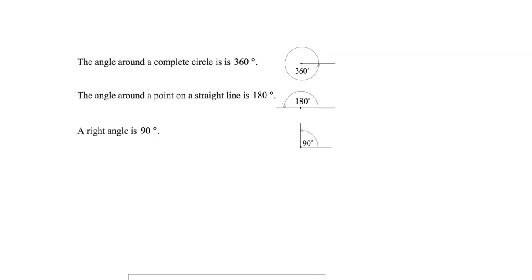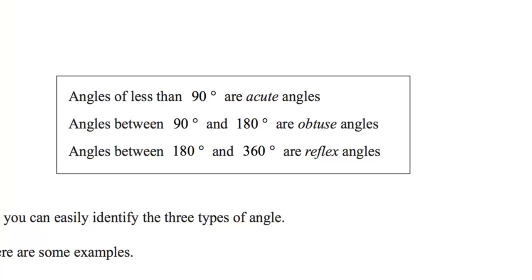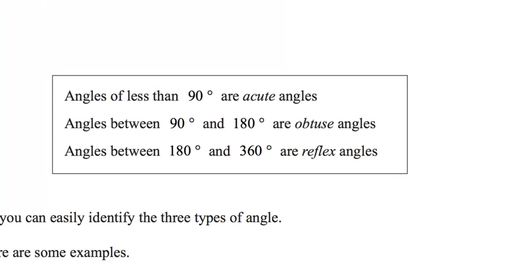So now we're going to think about how we can categorize them. And there are particular words that we need to understand. So angles that are less than 90 degrees, so something that looks like that, is an acute angle. And in fact, anything up to 90 degrees is that acute angle. A 90 degree angle itself is a right angle. But once we get past 90 degrees, so anything like this, these are known as obtuse angles.